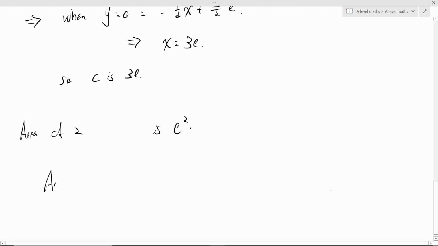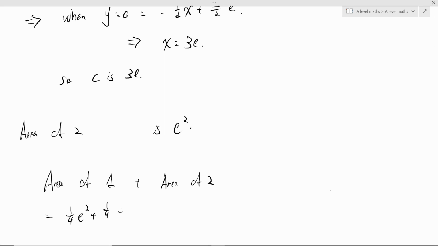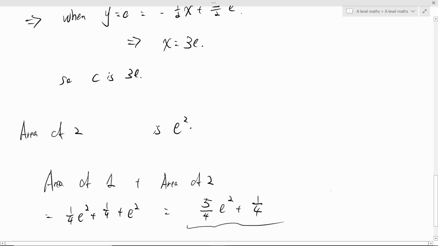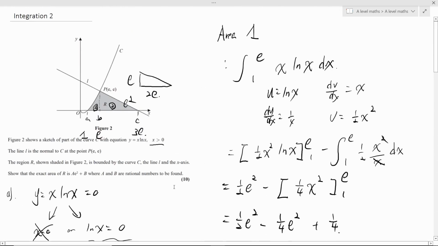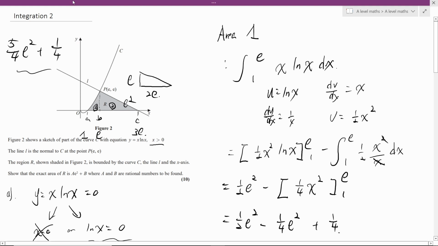Now what we need to do is area of 1 plus area of 2, which is 1/4 e squared plus 1/4 plus e squared, and now we shall have 5/4 e squared plus 1/4. Exactly as required, because we know 5/4 is rational, 1/4 is also rational. Okay, so the area is 5/4 e squared plus 1/4. Brilliant.